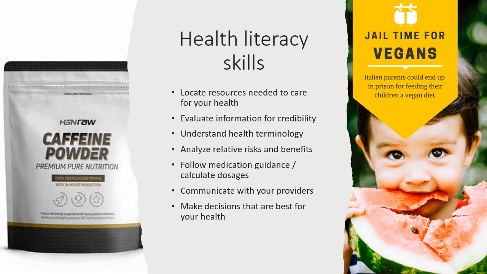Another skill is analyzing the relative risks versus the benefits of a particular health decision. On the right, I have a very unfortunate situation that happened, and this does happen once in a while, where a young child died because the parents put the child on an overly restrictive diet. In this case, it was a vegan diet. I just noticed that the headline misspells Italian. Sorry about that. But this was a real headline, and this was over in Italy.